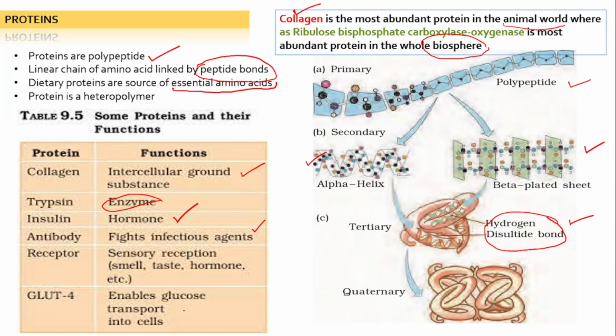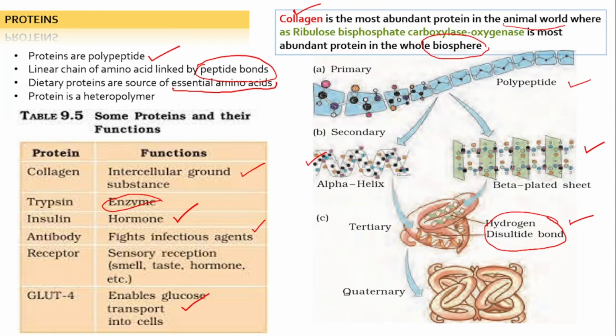Now from this we can also expect questions. We cannot ignore this table. Sometimes questions come directly from the table itself. For example, what is trypsin? Options like amino acid, carbohydrate, like that it will come. So we need to thoroughly practice these things. We need to understand the table, and also the proteins and their functions.